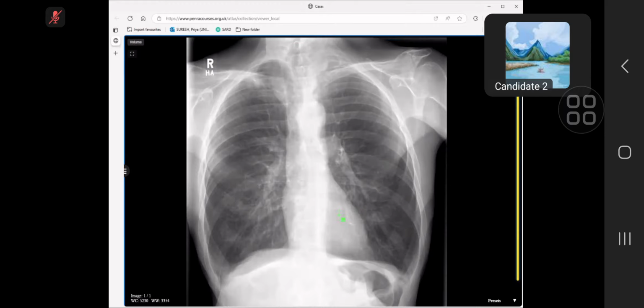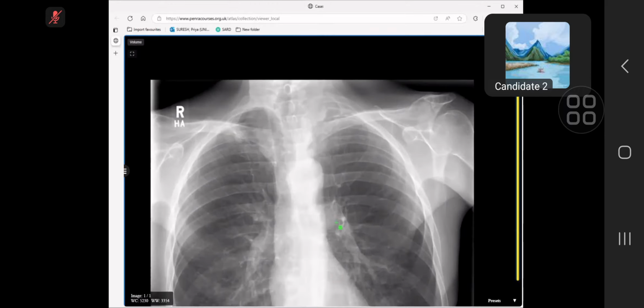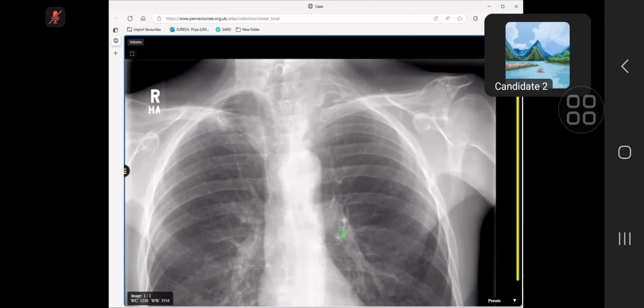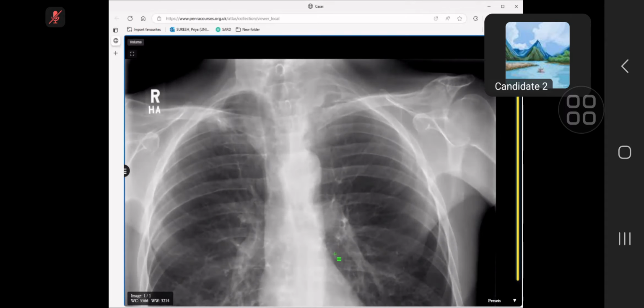Ma'am, if you can change the window a little bit, I would like to see the underlying rib status. The second rib is definitely eroded, and the underlying vertebra is also showing some involvement, the second thoracic vertebra, which I can appreciate. The rest of the ribs in this imaging are normal. There is no evidence of any other clavicular lesion.